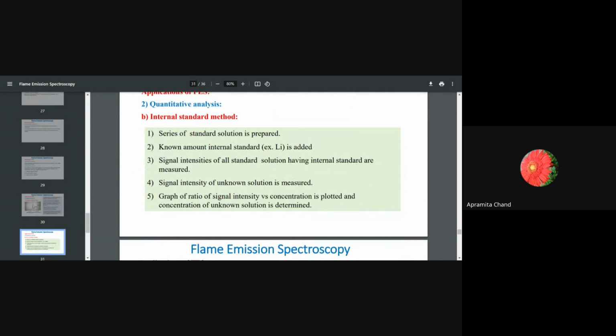Similarly, another kind of method is the internal standard method. Here we are preparing a series of standard solutions and a known amount of internal standard is added. The signal intensities of all standard solutions which have the internal standard are measured, and we are measuring the signal intensity of the internal standard as well. The graph of the ratio of the signal intensity versus concentration is plotted, and the concentration of the unknown solution is then determined.